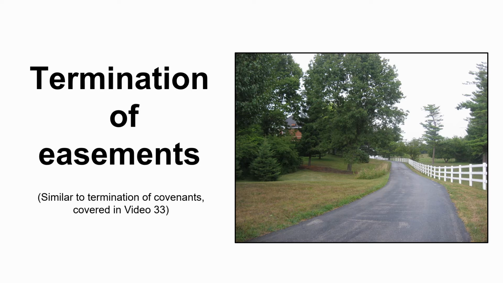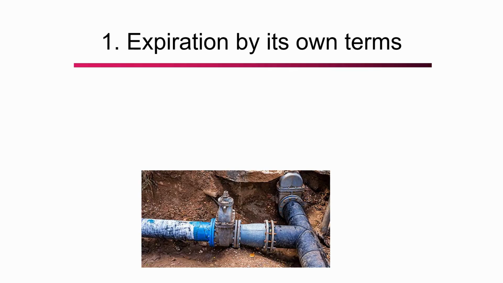Now we're going to spend the rest of this video talking about the way that easements can terminate. By the way, the termination of easements is very similar to the termination of restrictive covenants, which we covered back in video 33. So if you're interested, you might want to compare the two and see what the similarities and a few differences are. The first and perhaps most obvious way that an easement can terminate is by its expiration based on the terms that were included in the original creation of the easement.